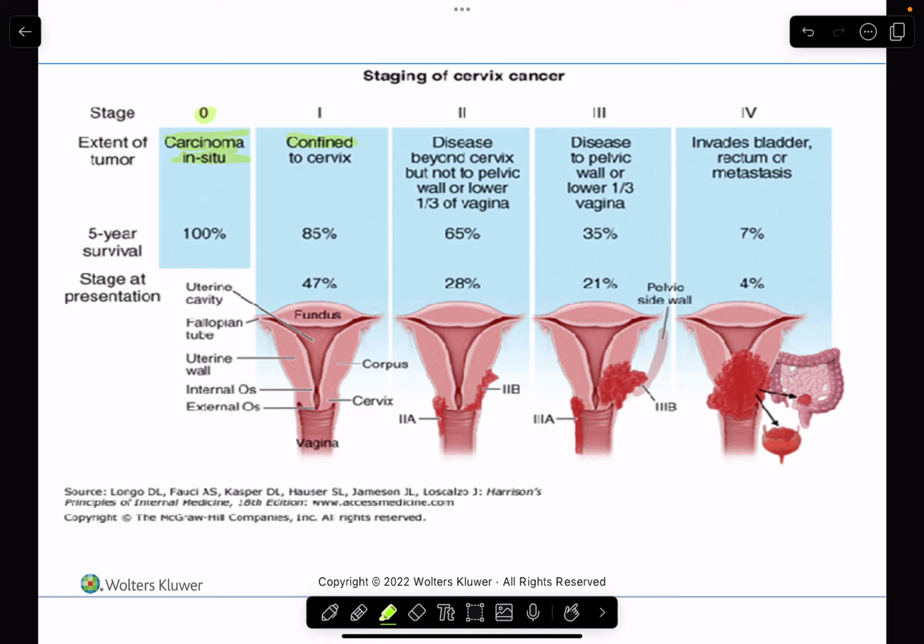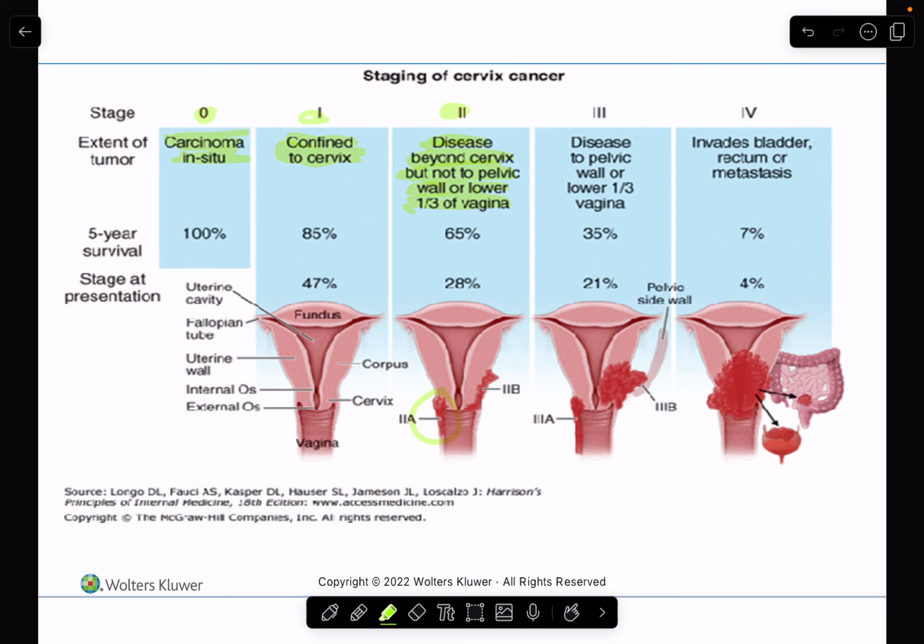But in stage 1, hindi lang siya sa lining, but of course, the entire cervix has already been affected. Okay? So, 85% pa rin ang survival rate, okay pa rin. Alright? Now, when we talk about stage 2, the disease or the cancer is beyond the cervix but not to the pelvic wall or lower one-third of the vagina. So, ibig sabihin, the cancer has spread not just in the whole cervix region but has also reached the upper two-thirds of the vagina. Okay?